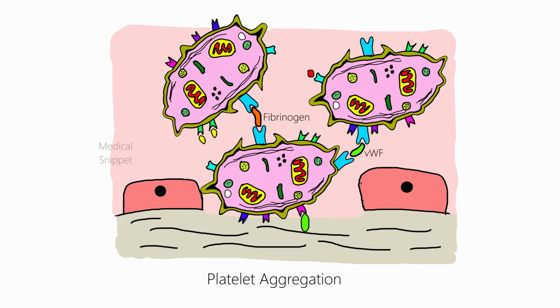It should be noted that we did not mention another platelet activator called thrombin. Thrombin is a product of the coagulation cascade. As this video concentrates on antiplatelet drugs, the thrombin part was not mentioned.